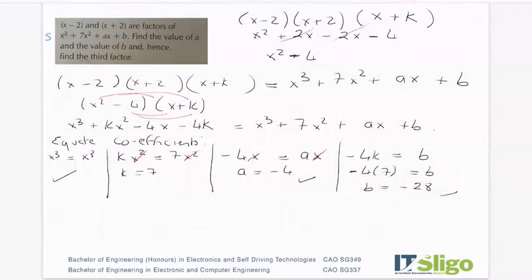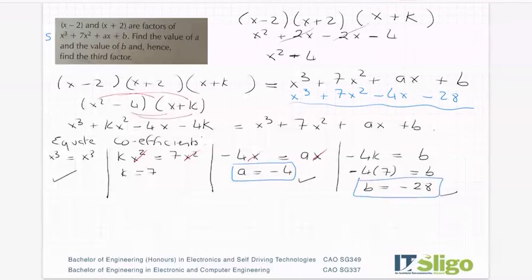I could write my cubic now as x cubed plus 7x squared. My a was minus 4, so minus 4x, and then b, minus 28. Okay, so that's what you figured out when you figured out a and b. So that's one answer. Find the value of a, find the value of b, and hence find the third factor. So we called our factor x plus k. So it's as simple now as writing down the third factor equals x plus 7.